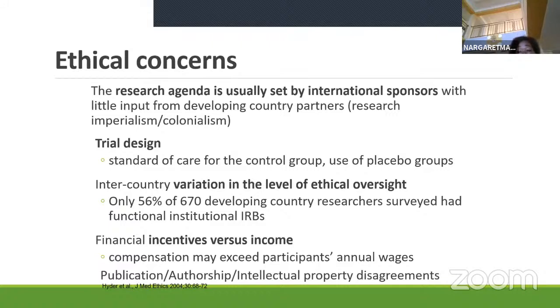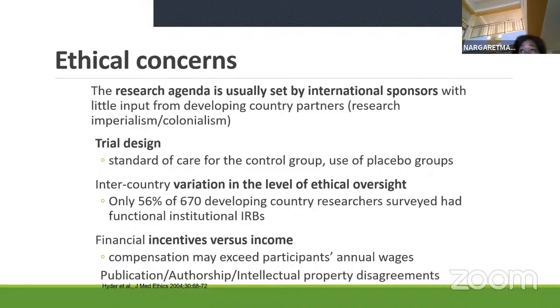Then the trial design. In some studies, there's room for placebo, but it's not always allowed. I'd like to give an example of what happened sometime last year. A vaccine developing company tried to recruit countries in Africa to test a vaccine candidate against COVID-19.